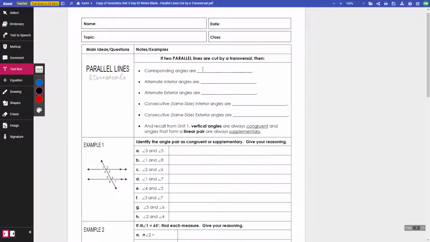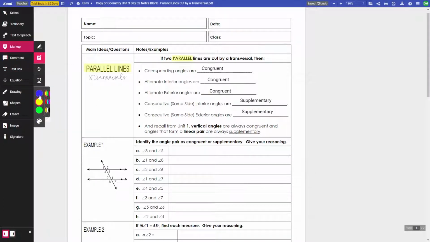All right, so corresponding angles, if two parallel lines, so I guess let me mark that first. This does only work if the two lines that are being cut by the transversal are parallel. Parallel lines. That's what the unit's all about. But then some interesting stuff does happen. So corresponding angles are congruent. Alternate interior angles are congruent. Alternate exterior angles are congruent. Same side interior angles are supplementary. And same side exterior angles are also supplementary.